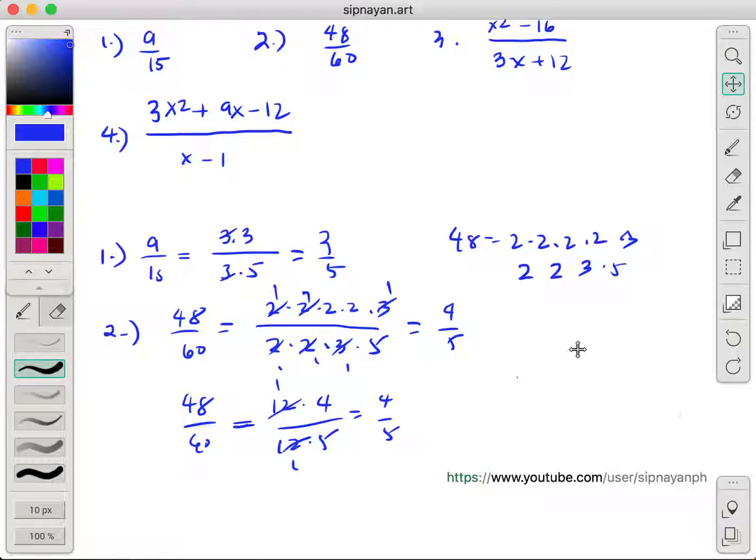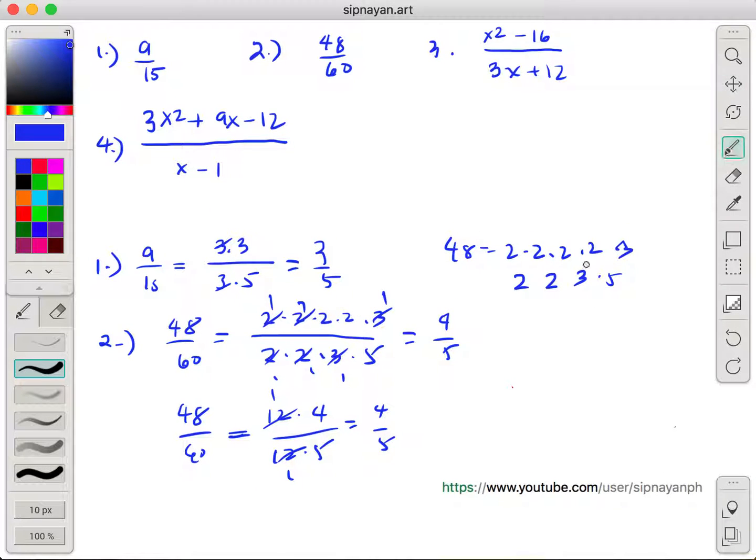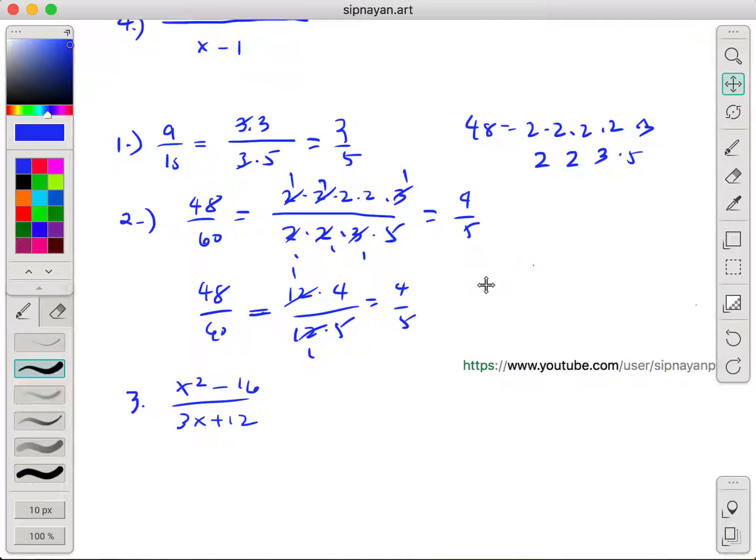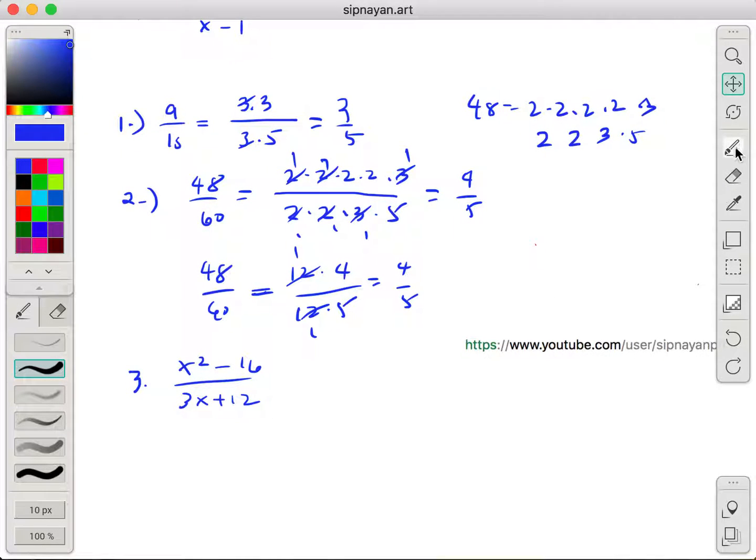Let's have number 3. We have x squared minus 16 over 3x plus 12. Now dito, talagang kailangan alam yung factoring, how to factor polynomials, and that is another topic. So dapat alam niyo na yung factoring bago kayo makapag-reduce to lowest terms pag ganito.